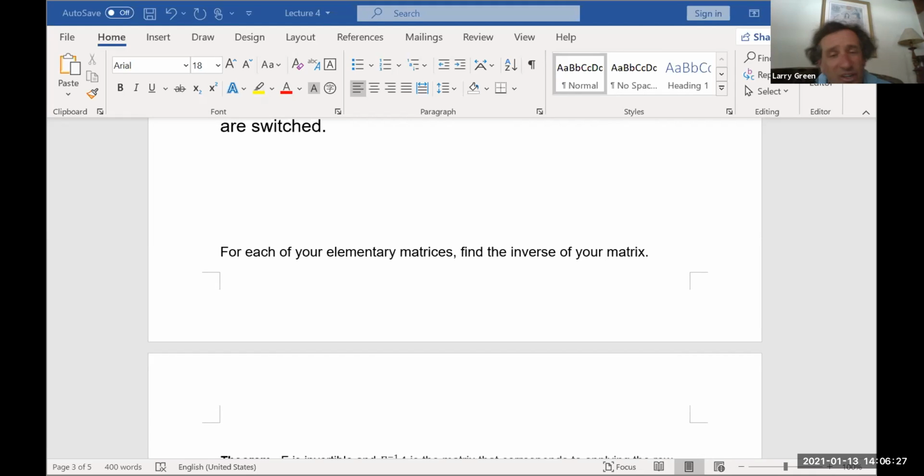Okay, E2, you won't get the same thing, but what did you notice? It was the reciprocal. You multiplied the same row by the reciprocal of the constant, right? Okay, which makes sense because if you take a row and multiply by a number and you want to undo what you just did, what do you do? You take that row and multiply it by the reciprocal. Is that clear?